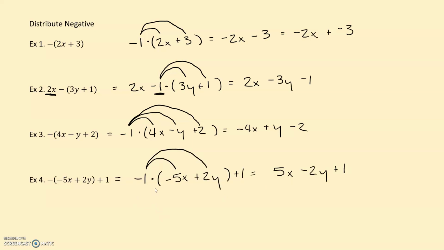And for this last example, I went ahead and wrote -1 times this expression, and I drew in my distribution arrows. Notice I did not distribute this -1 to this positive one here. This +1 is outside the parentheses, so it is not being multiplied by this -1. So I have -1 times -5x, which is a positive 5x. -1 times 2y, which is a minus 2y. And then the +1 just gets attached there at the end. Nothing changes there.